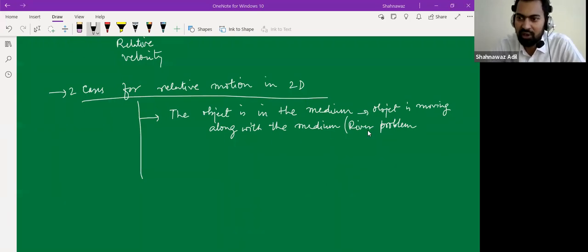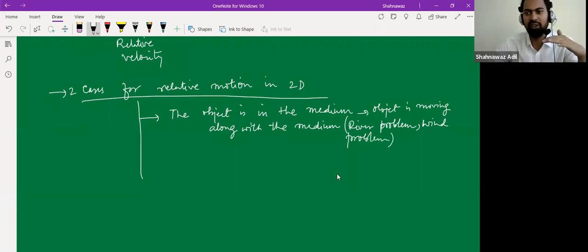So one example is the river problem, where your medium is the river. The river is flowing and the object is crossing the river. And the other is the wind problem. Wind is flowing and somebody or an airplane is moving in the wind. That is the second example of an object in the medium. So this is the first case.